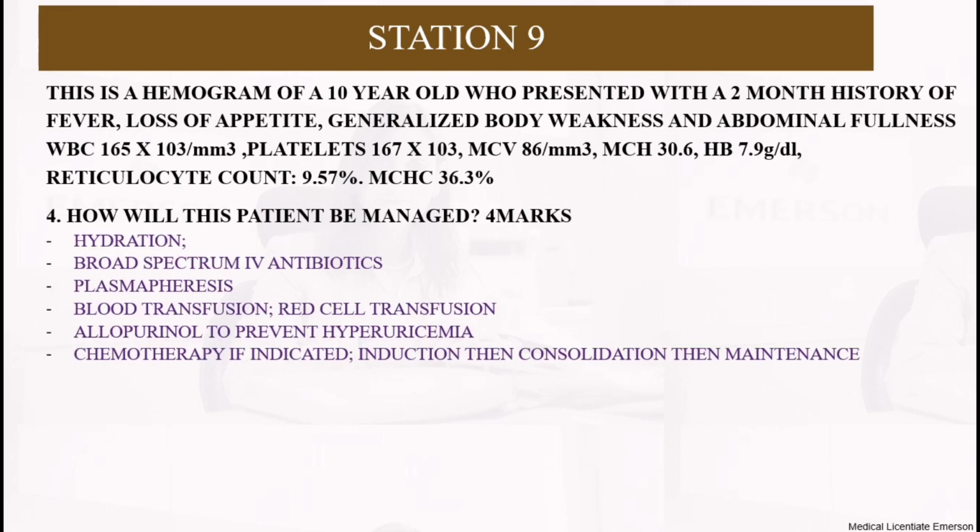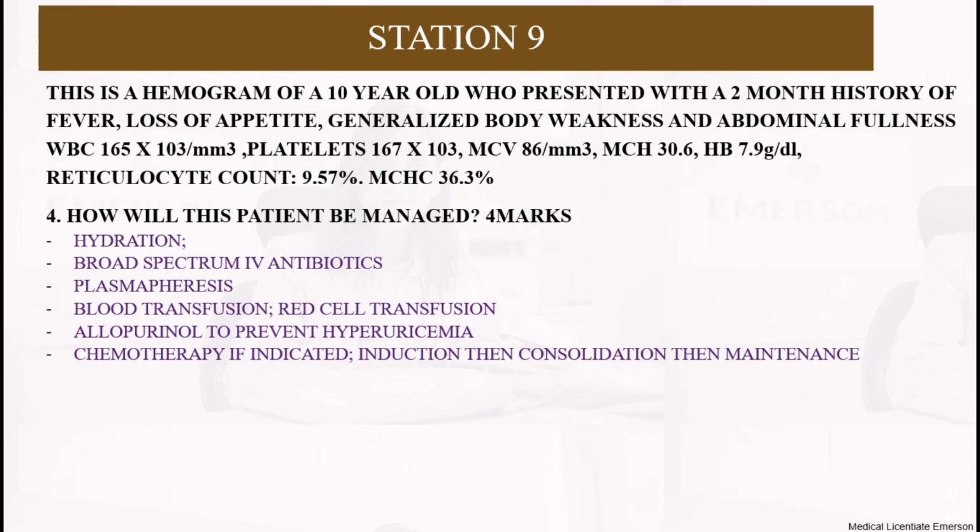Of course you encourage hydration, broad spectrum IV antibiotics, plasmapheresis, and blood transfusion. Specifically, you can go for red cell transfusion. And then of course allopurinol, you can give allopurinol to prevent hyperuricemia. Then after finding out the exact cause, you can start the patient on chemotherapy if indicated. So induction, then consolidation, then maintenance. These are some of the phases you go through when you start chemotherapy. Then we are done on this station.